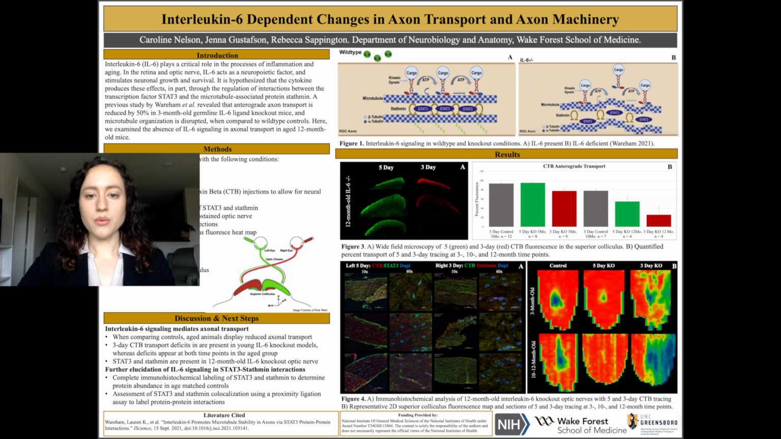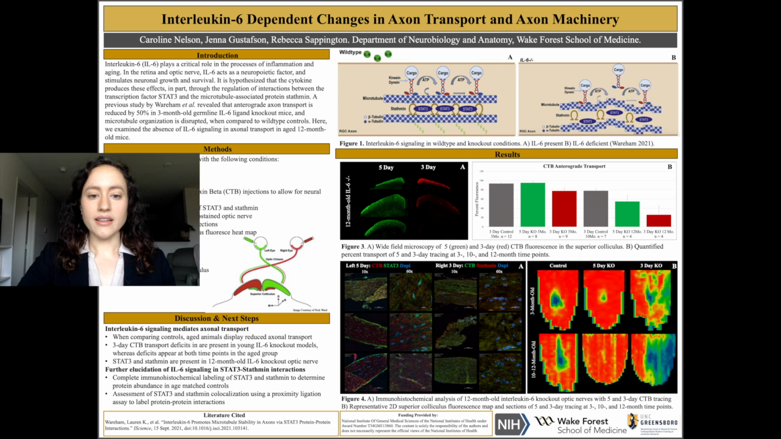Moving into the background, one of the lab's main objectives is to further our current understanding of the role of interleukin-6 in retinal health and vision. Interleukin-6, or IL-6, is a cytokine that has traditionally been characterized as a mediator of inflammation. During immune responses and natural aging processes, the expression of IL-6 is upregulated.